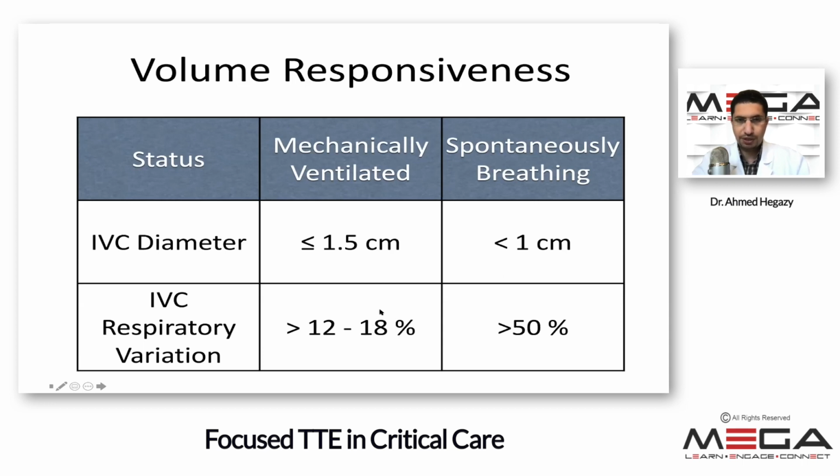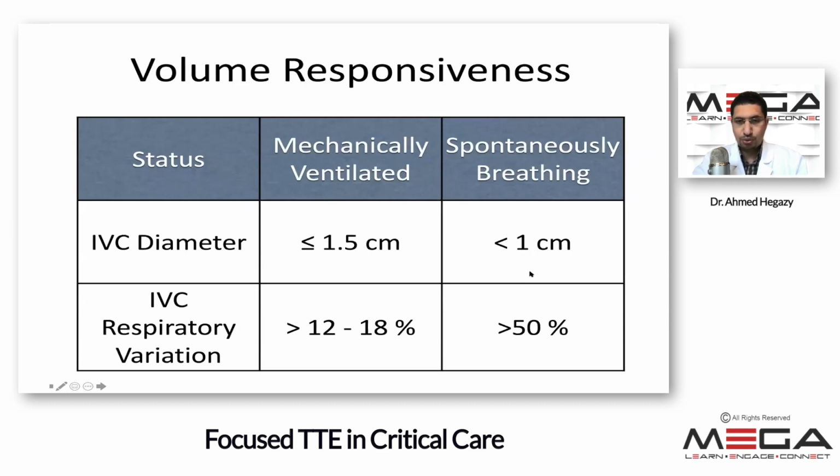In terms of respiratory variation, if somebody's mechanically ventilated, if there's respiratory variation greater than 12 to 18%, this would be considered significant and the patient would be considered to be volume responsive. If the patient is spontaneously breathing, on the other hand, any variation greater than 50% would be considered significant and the patient would likely be volume responsive. So these numbers only apply in the mechanically ventilated patient who is completely passive on the ventilator and is not triggering breaths. So they must be actually completely paralyzed. And these numbers have been validated in paralyzed, completely passive patients on the ventilator. And these numbers have been validated in patients who are spontaneously breathing, who are extubated.